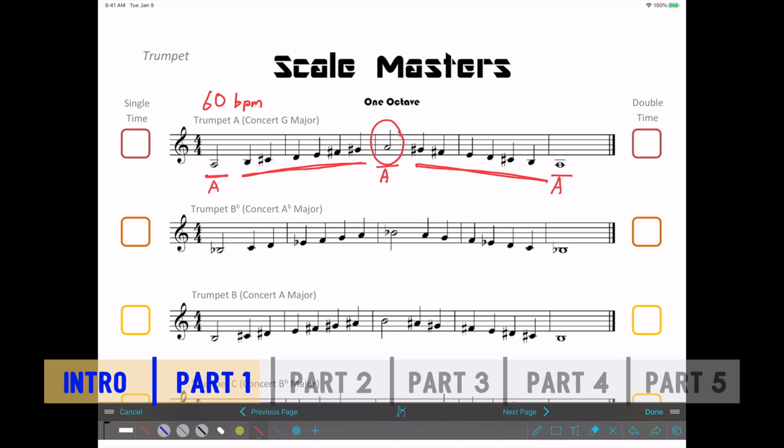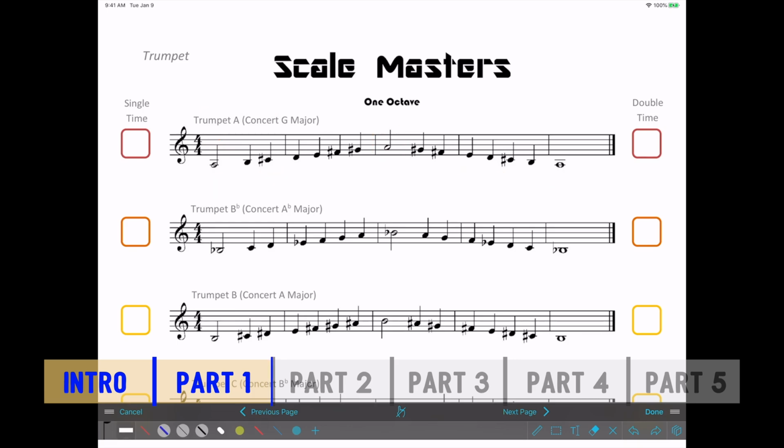I just want to point out that for some of you, it says trumpet A, concert G major. That's because this is translating to band language from your instrument language. Remember, concert from our lessons before means the whole band language. So that's just a translation there, so you'll know when we get into full band.